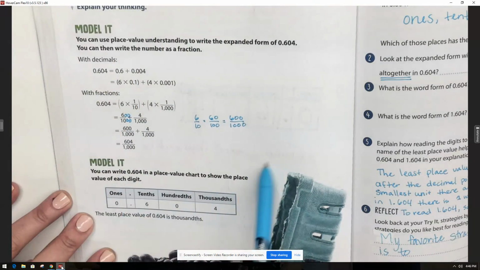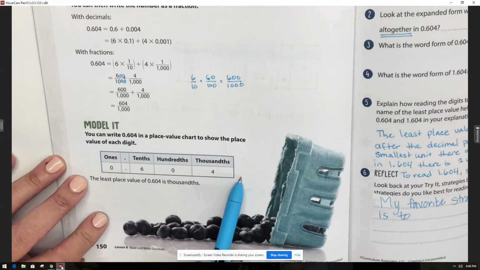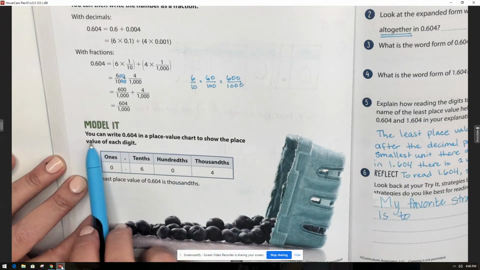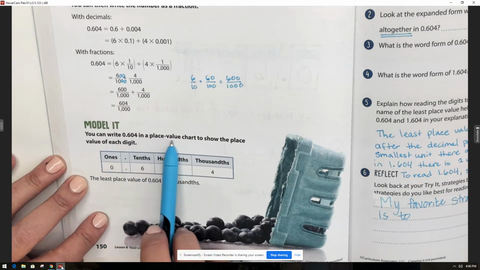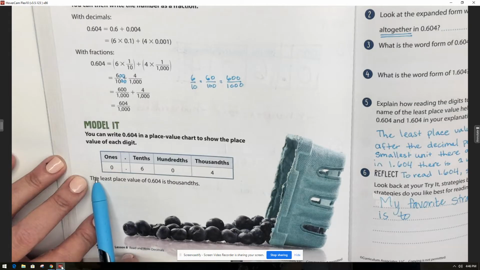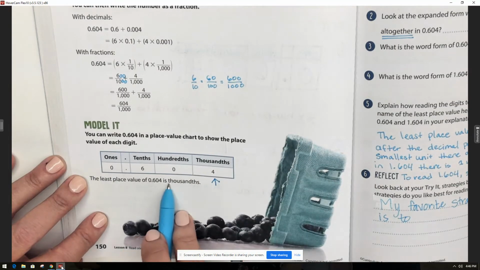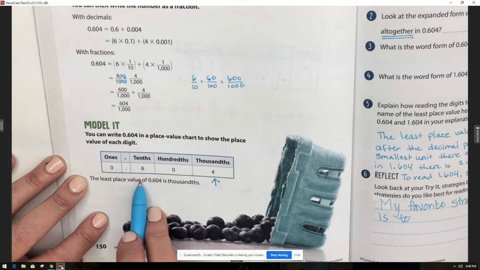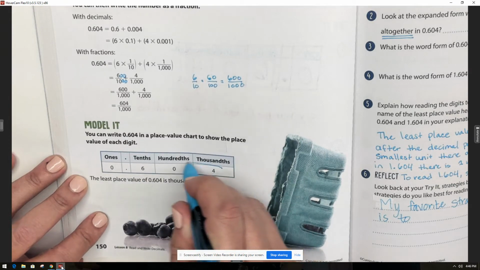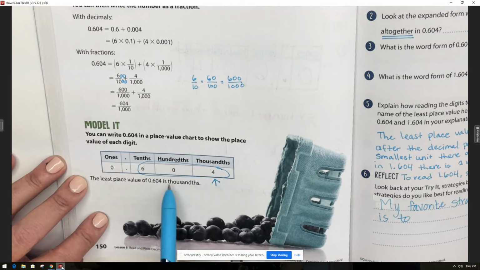So that is one way that we could figure out how to say that decimal. Also, this is one of the methods we used on the previous page. You can write 604 thousandths in a place value chart to show the place value of each digit, which we did. Then we recognize that the least place value of 604 thousandths is in the thousandths place. So we then think about this number as a whole number, and we get 604 thousandths because the thousandths is in the last place.